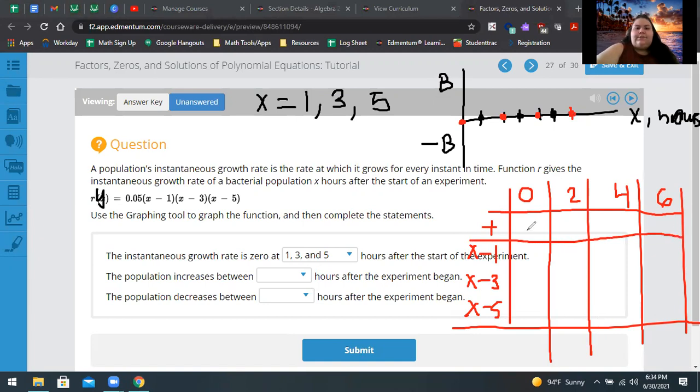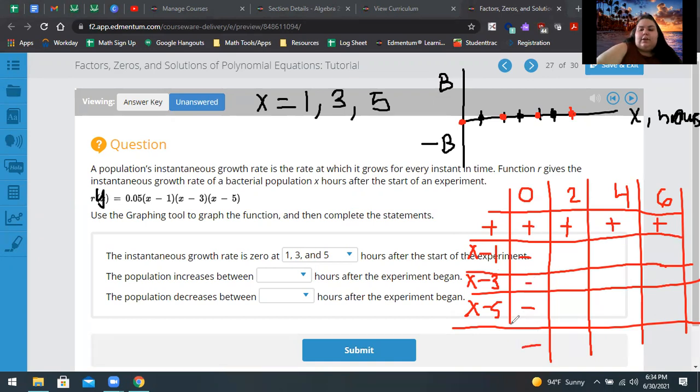So this first value, the 0.05, is always positive. I'm going to just write that there, and then go down by column. If we plug in 0 first, 0 minus 1 is negative. 0 minus 3 is also negative. 0 minus 5 is negative as well. Positive and negative is a negative, times a negative is positive, times a negative gives us negative. So this is coming from the negative side.